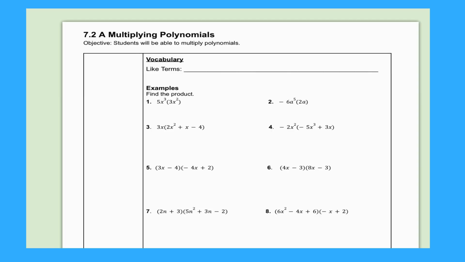Okay, now we're going to take a look at how to multiply polynomials. And we may still come across some like terms, so just a reminder that to be like terms, it has to have the same variable and the same exponent. And it has to have both, not just one or the other. And when we're combining like terms, when we're adding, subtracting like terms, the exponent does not change.